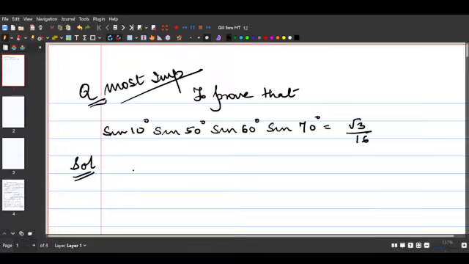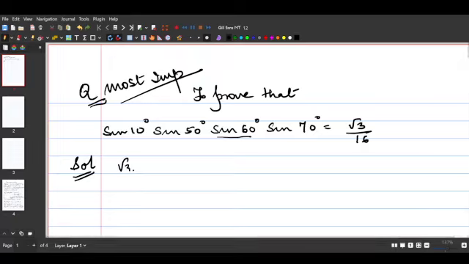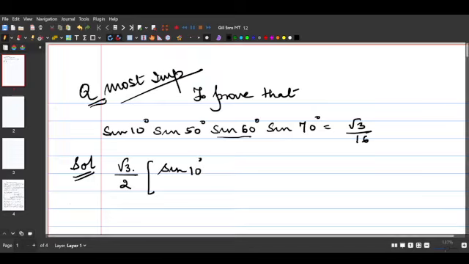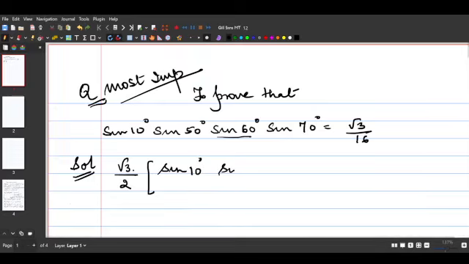Now, what we have to show is that sine 10, sine 50, sine 60, sine 70 degrees should come out to be root 3 upon 16. We know one value, sine 60, that value we will write outside, that's root 3 upon 2. Inside the bracket, we are going to keep the remaining three terms, that's sine 10, sine 50, and sine 70 degree.